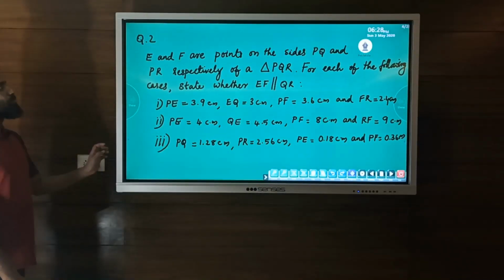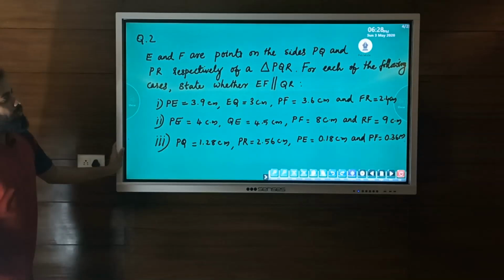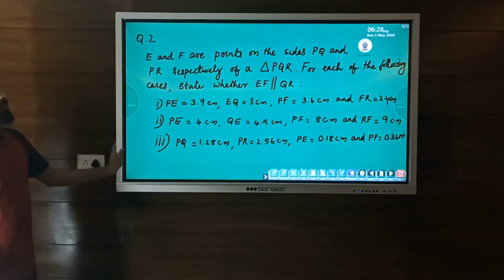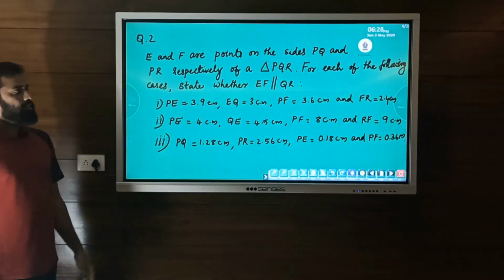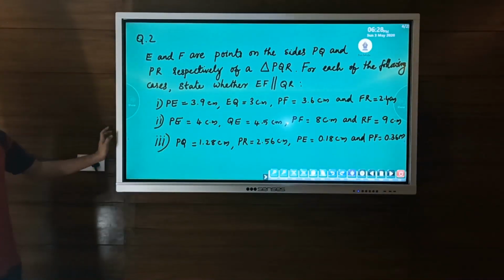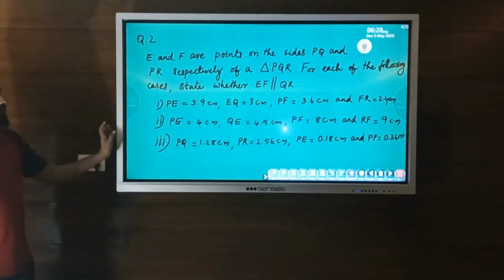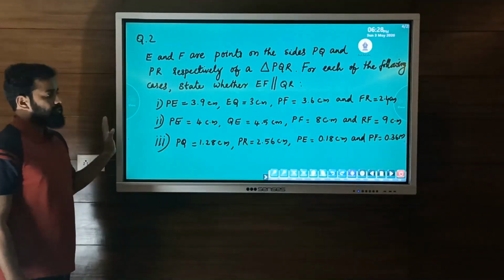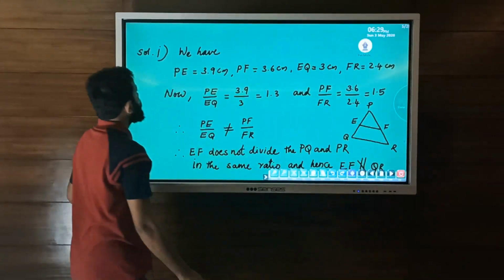Then question number 2. E and F are points on the sides PQ and PR respectively of a triangle PQR. For each of the following cases, state whether EF is parallel to QR. 3 cases are given. 3 cases means 3 different sets of measurements. So we are doing the first set. The second and third you can find by yourself.